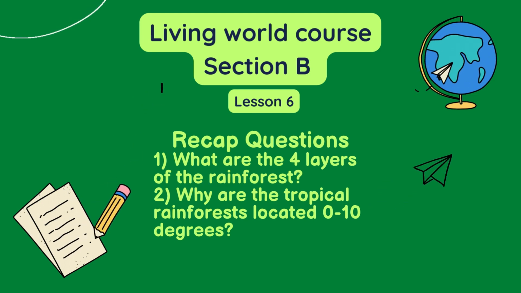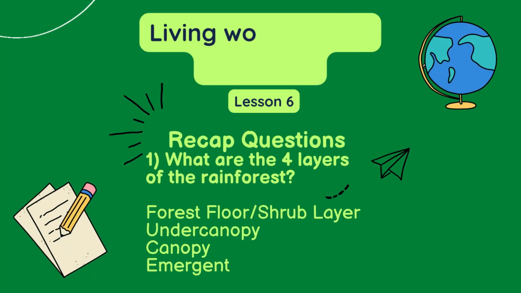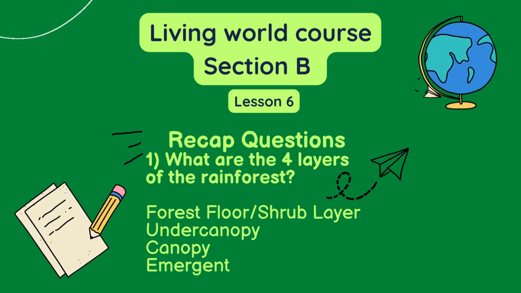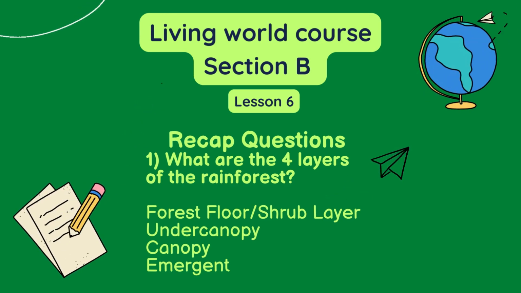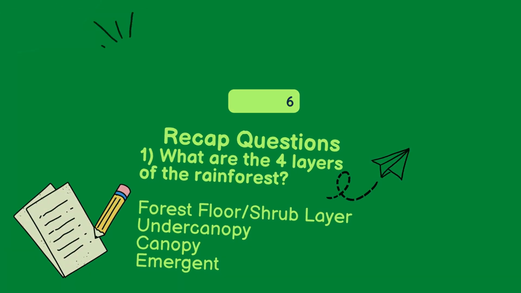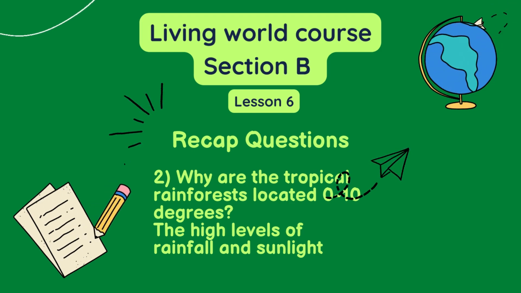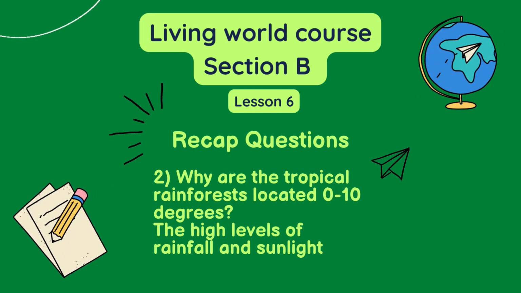Question 1, the forest floor or shrub layer. The second layer is the under canopy. We then have the canopy, then we have the emergent layer. Question 2. The answer is the high levels of rainfall and sunlight are why the tropical rainforests are located here.